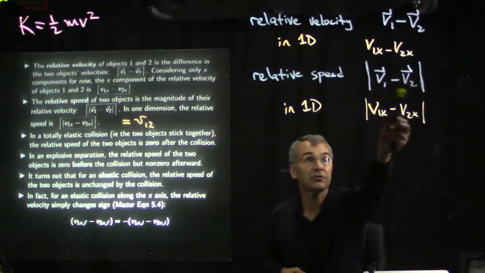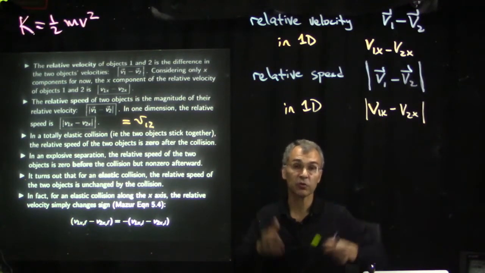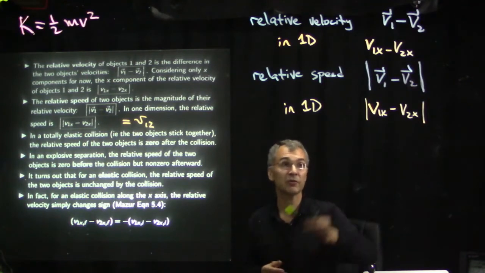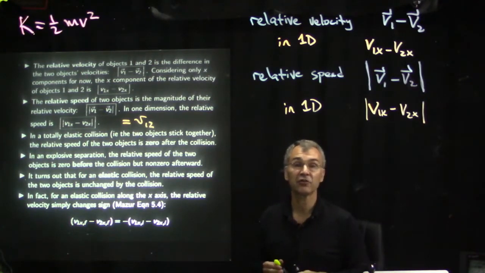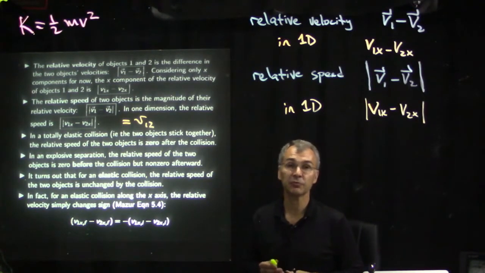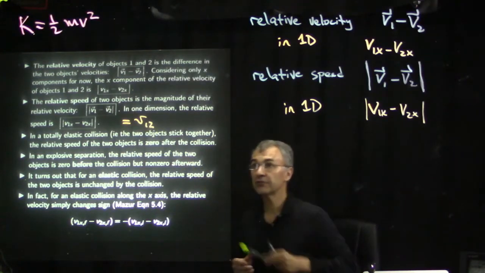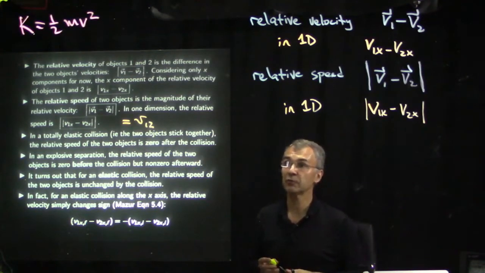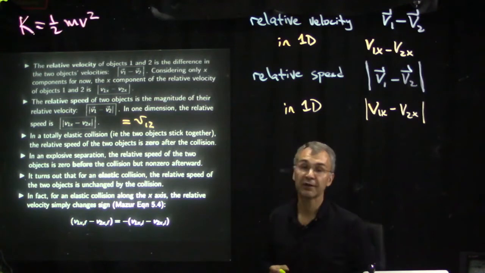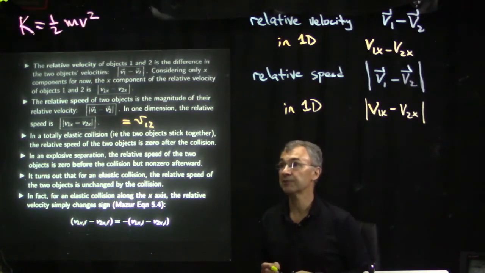So if you take the difference of the two vectors and you take the vector norm of that difference, that's the relative speed. We're going to work in one dimension for now. So in one dimension, it's just v1x minus v2x, the absolute value of that difference. And you will often see in the textbook the symbol v12. So it's just v with a subscript 1, 2 to mean the relative speed of objects 1 and 2. So if you see v12 with no arrow over it, that's the relative speed.